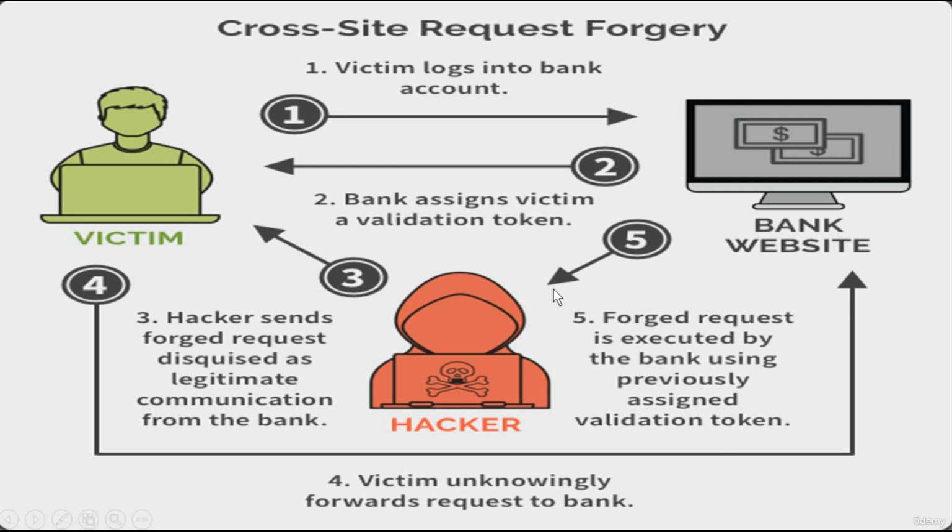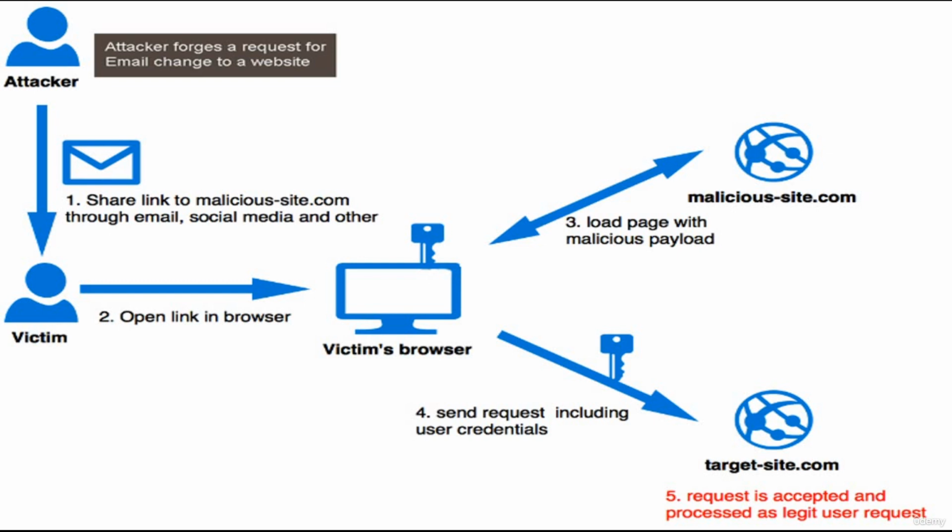Now let's understand the scenario where the hacker has already given it as an advertisement or something, or already has their link there. In those cases, what will happen? Initially, the attacker will share a link to maliciousite.com through email, social media, and other means, right? So what will the victim do? The victim will open the link in a browser. So it's the victim's browser.